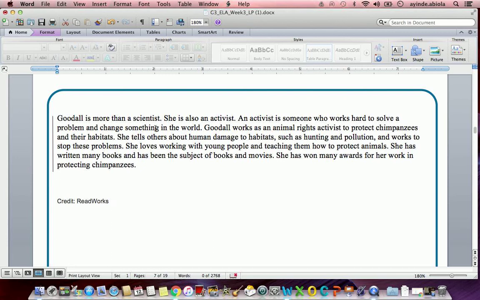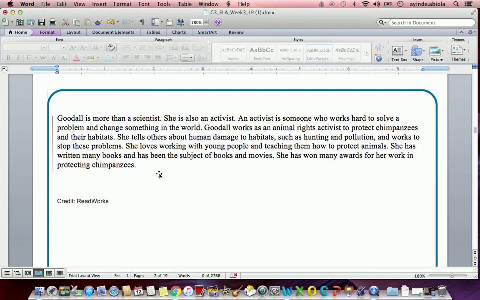Goodall is more than a scientist. She is also an activist. An activist is someone who works hard to solve a problem and change something in the world. Goodall works as an animal rights activist to protect chimpanzees and their habitats. She tells others about human damage to habitats, such as hunting and pollution, and works to stop these problems. She loves working with young people and teaching them how to protect animals. She has written many books and has been the subject of many books and movies. She has won many awards for her work in protecting chimpanzees.